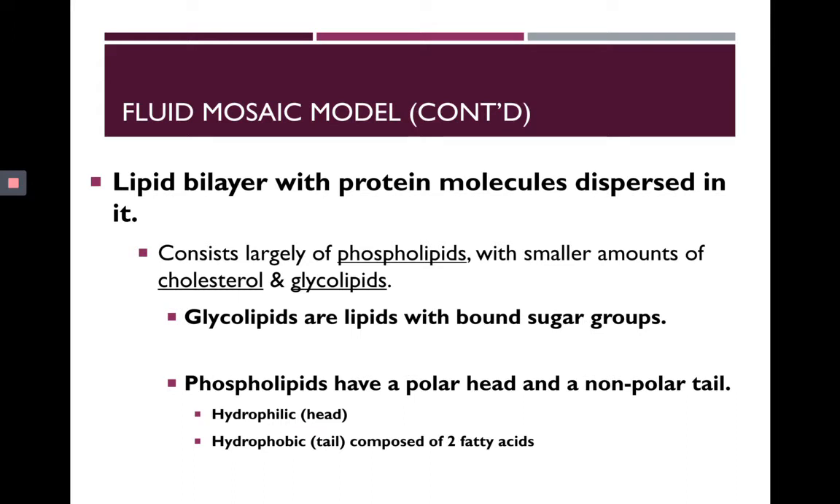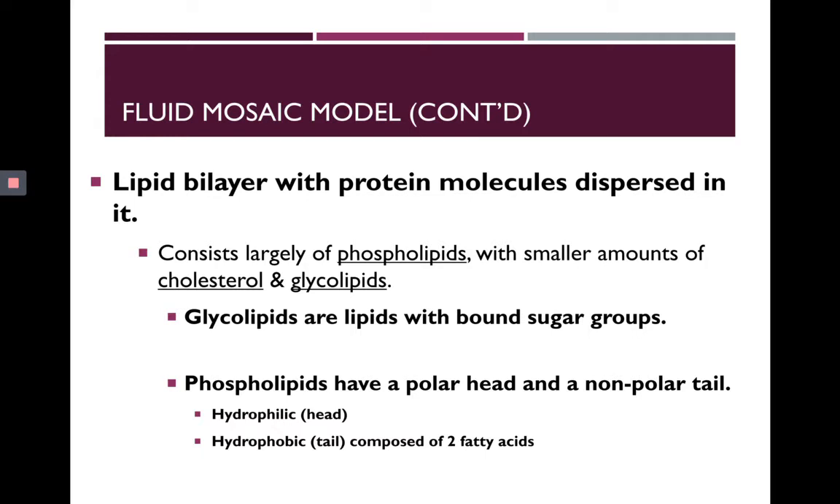Again, glycolipids are just lipids with bound sugar groups. Phospholipids have a polar head, that's where the phosphorus is, and nonpolar fatty acid tails. We would say that since the head is polar, it's like water, so it's water-loving or hydrophilic, whereas the nonpolar tail wouldn't mix with water, so it's closer to oil, just like fatty acids are oftentimes considered lipid-like or parts of lipids, so the tails are going to be hydrophobic. So that means that phospholipids, which make up most of the plasma membrane, are going to have water-loving and water-fearing areas, or hydrophilic and hydrophobic areas.